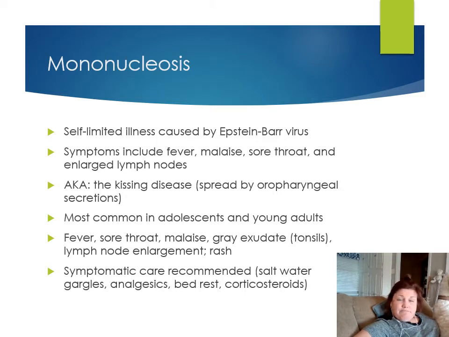If it becomes as severe as to result in enlargement of the patient's spleen or liver, then you'd have to avoid any strenuous activity and contact sports until those organs resume their normal size. And this would be happening because of the Epstein-Barr origin of the illness. Our care for the patient would be symptomatic: saltwater gargles, analgesics, lots of bed rest, and maybe some corticosteroids to help improve how they're feeling and reduce the discomfort.